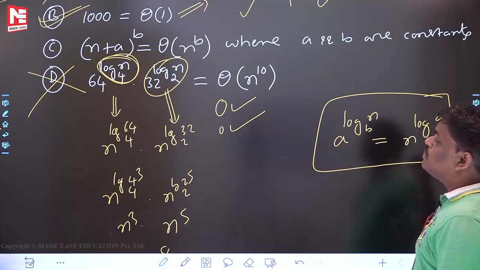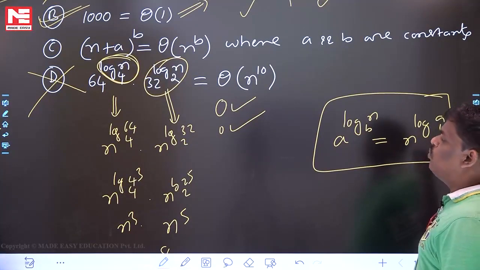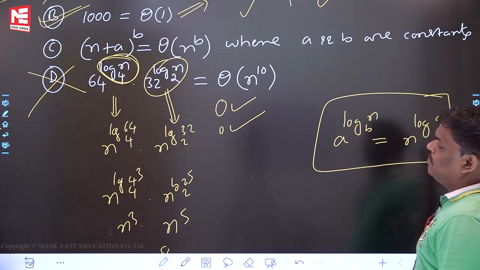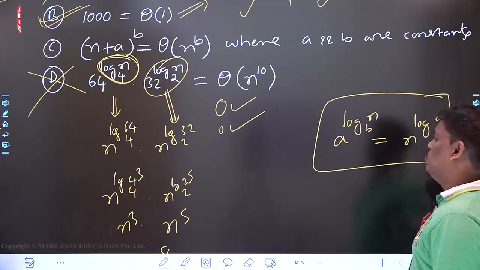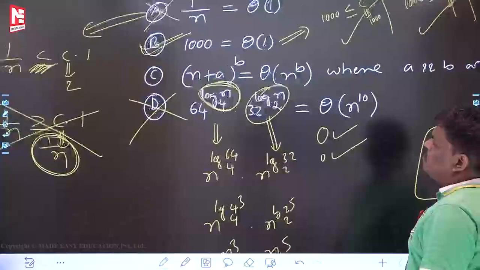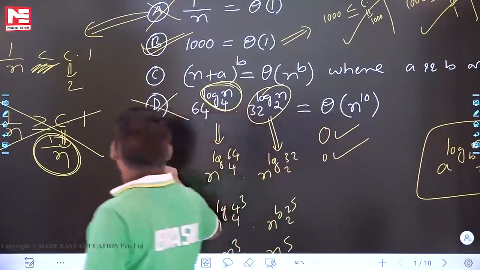Actually, the fourth option is small o. Small o pass means big O also pass. But omega no chance, and theta no chance. So, I think every option you are okay. Let's see option C.